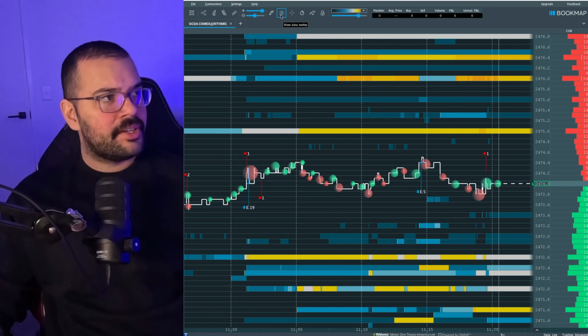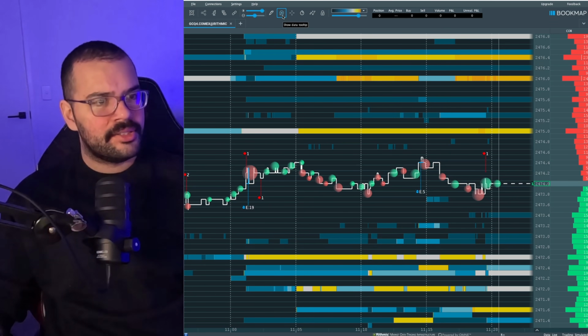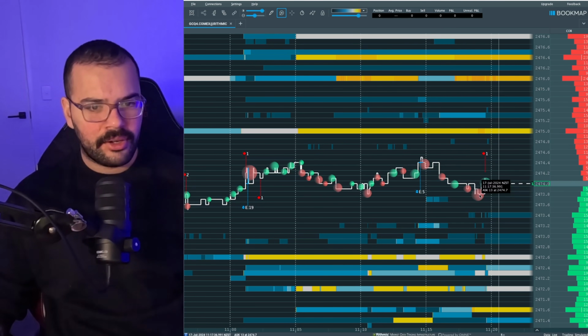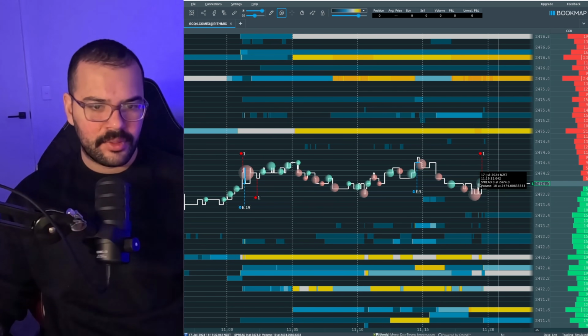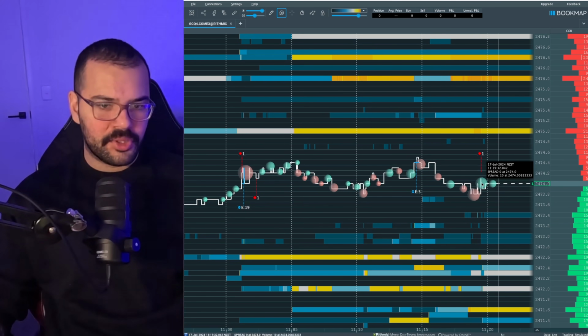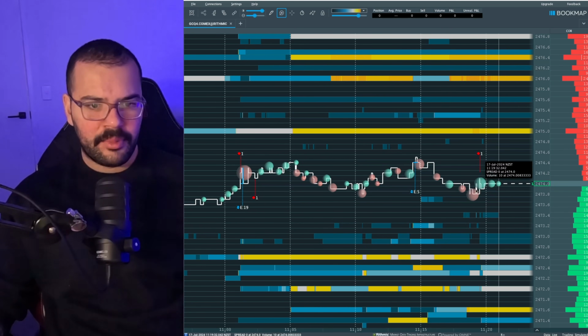The next thing is, if you don't have this turned on, have show data tooltip turned on. All that does is, when you hover over a volume dot, it shows you the volume executed at each level, which is important for me when I'm looking to spot absorption, things like that. So it's good to get a bit more accuracy by having that turned on. You can see exactly what's happening at each level.